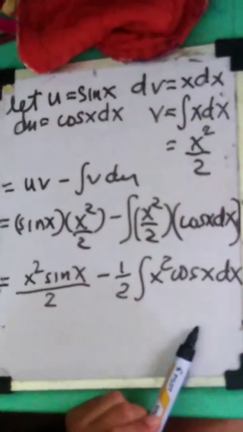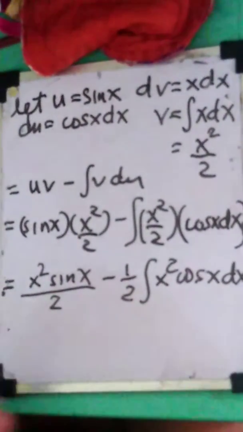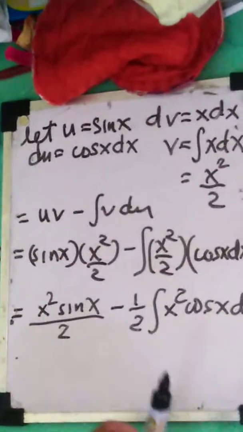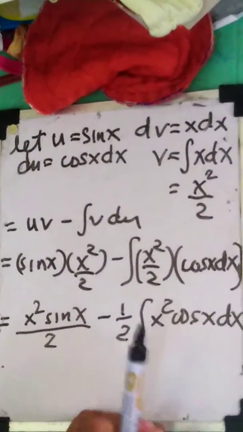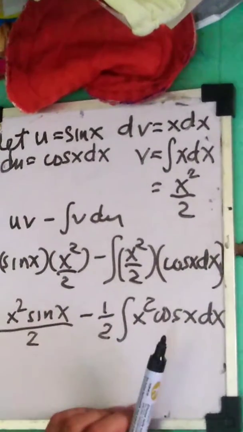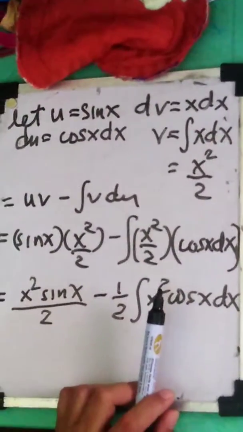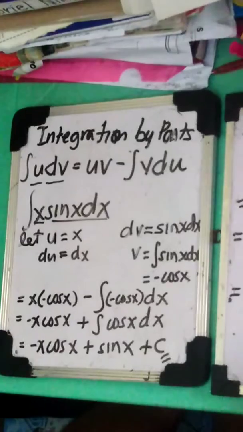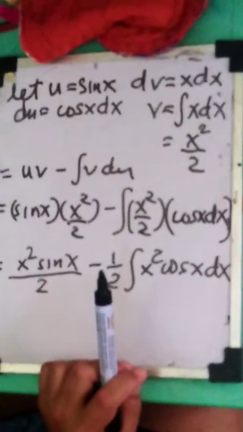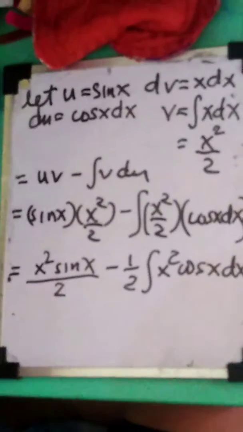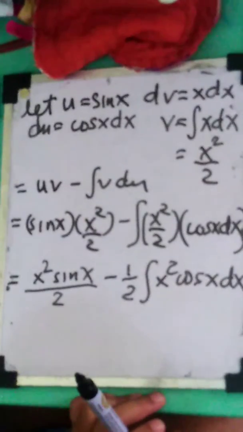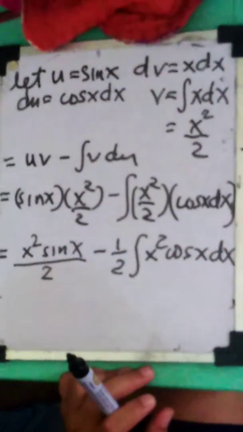Meaning, the right choice of u and dv, u must be x and dv must be sine x dx. Because if you choose u equals sine x and dv equals x dx, your integral of v du will now become more complicated than your given integral. So that is one of the guidelines to consider in choosing u and dv.